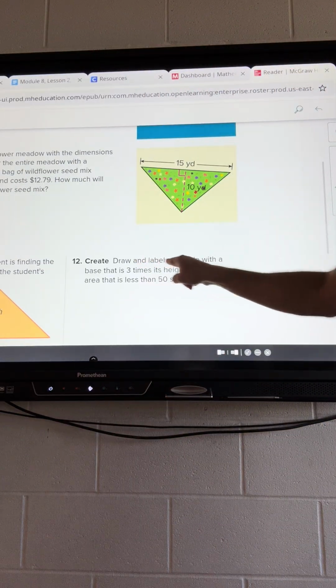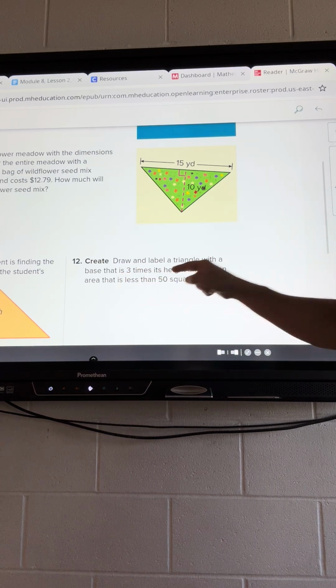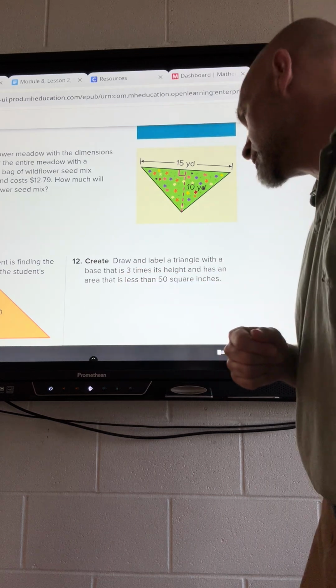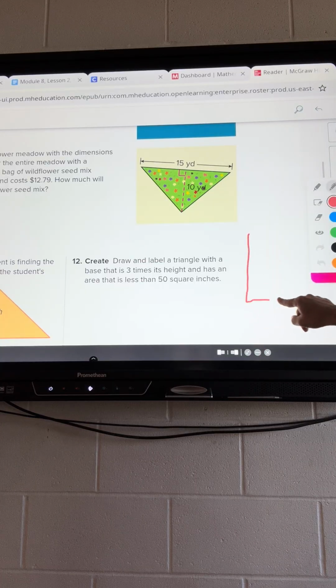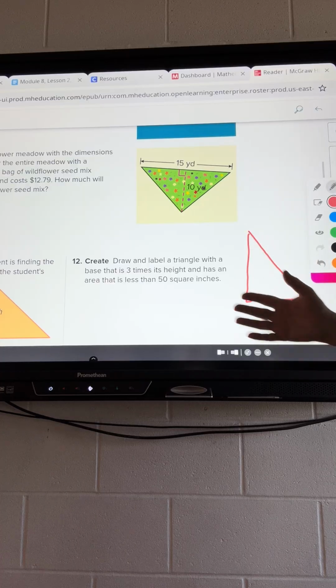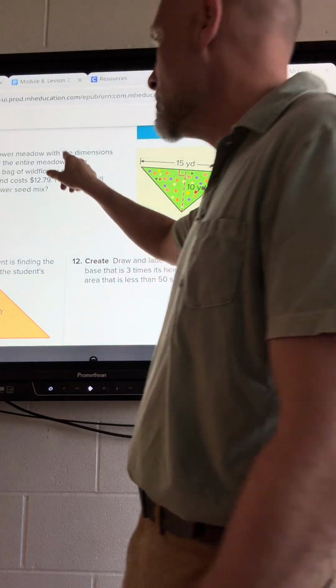So number 12, draw and label a triangle with a base that's 3 times its height and has an area that is less than 50 square inches. All right, so on this one, you make your triangle and draw and label a triangle with a base that is 3 times its height. So you're gonna wanna go with small numbers here. I'll let you figure that one out.